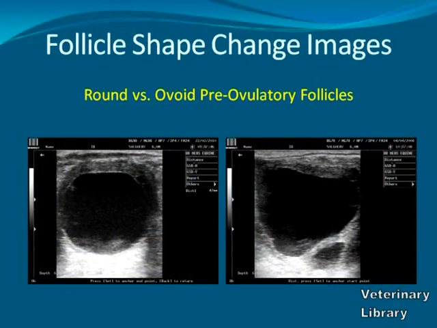This set of ultrasound images illustrates the change in follicle shape that often occurs prior to ovulation. On the left is the typical round shape of a dominant follicle, and on the right is the change to the ovoid shape that occurs the day prior to ovulation with a frequency of around 85%.